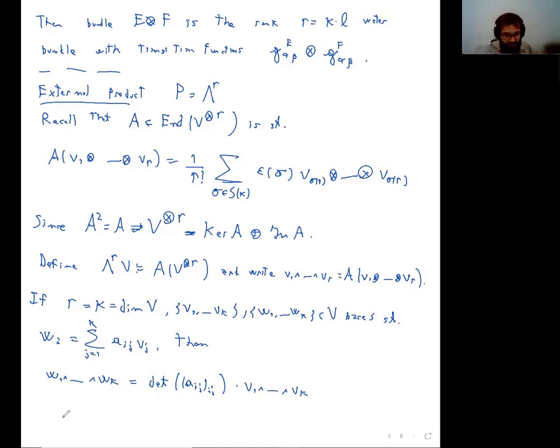And otherwise, if R is greater than K, we know this is dimension zero, so this is boring. But if R is less than K, then you have to take the minors of A. So A is the matrix Aij, and you have to take the corresponding minors. There is no good way to write this.